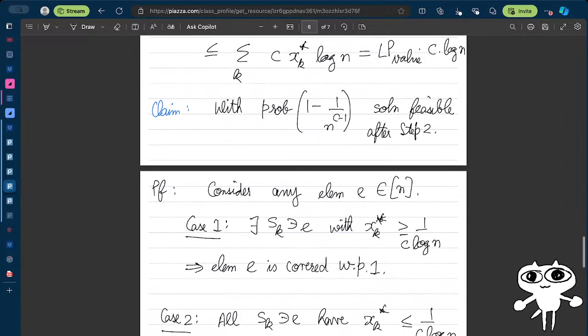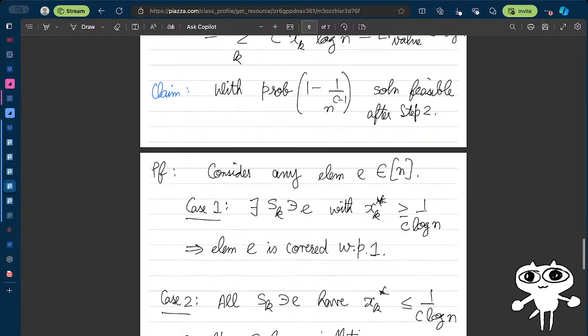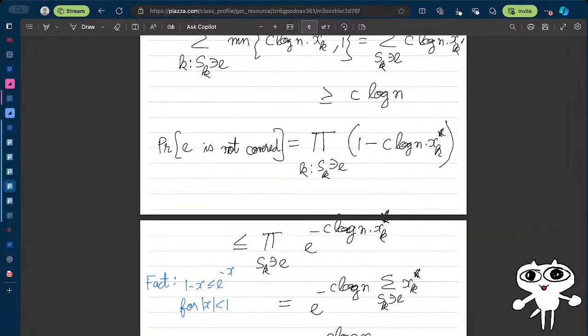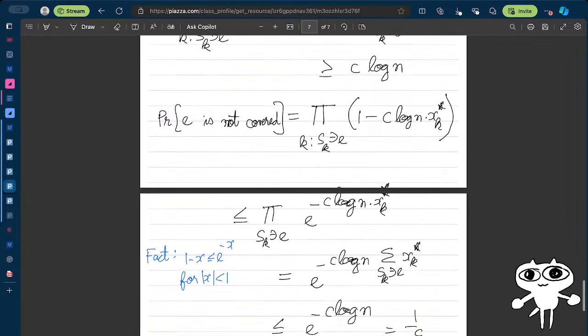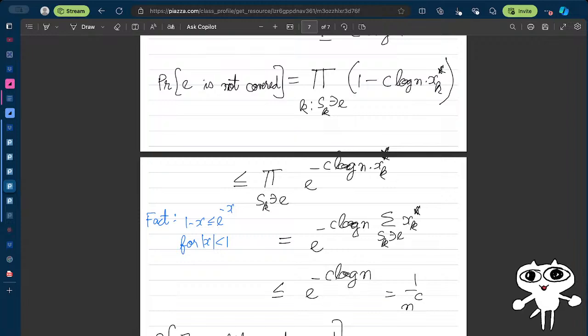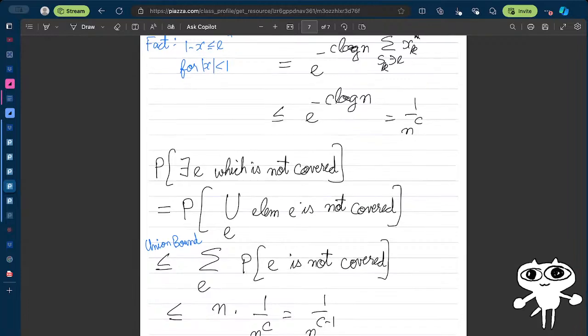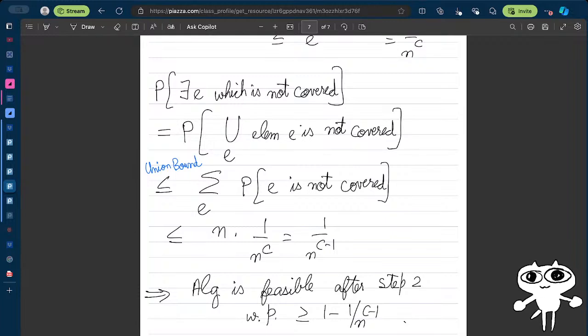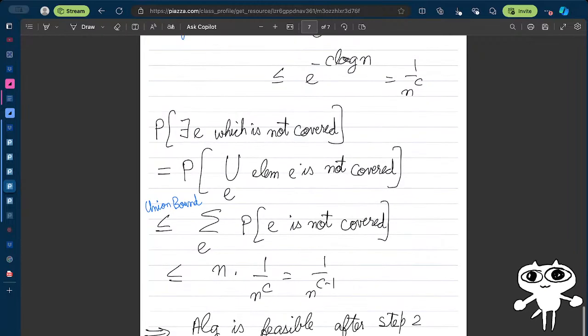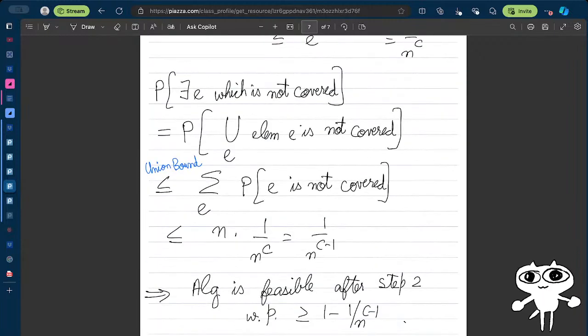Consider any element e that belongs to the universe. So these proofs we don't need to use, we just need to use the result. The probability that e is not covered is the product of these terms, and it's less than this. The algorithm is feasible after step 2 with probability 1 minus 1 by n. Oh, this is exactly what was expected in algorithm example 2, I guess.